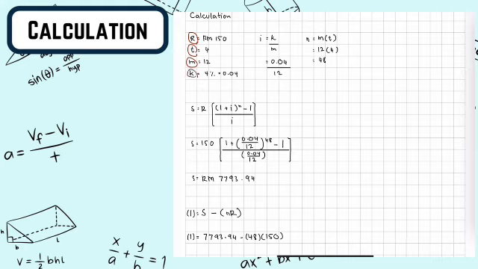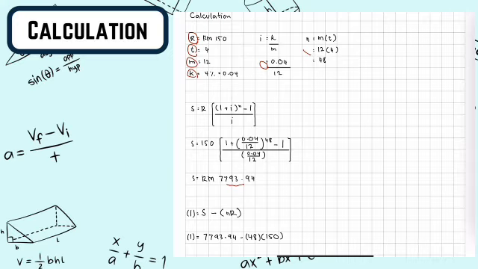From here, we calculate the periodic interest rate I by dividing the annual rate by 12. Next, we find the total number of payments, which is N equals M times T. We now use the future value of an ordinary annuity formula: S equals R times (1 plus I to the power of N, minus 1) over I. We substitute the values into the formula. When we compute this, the future value of the annuity becomes 7,793 ringgit and 94 cents.